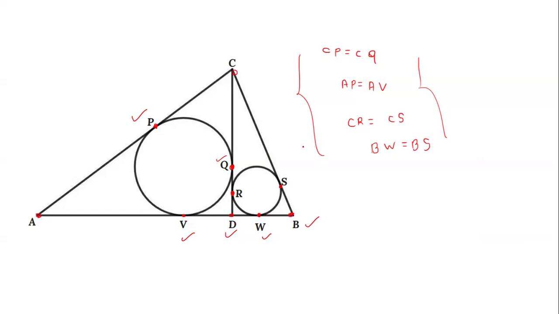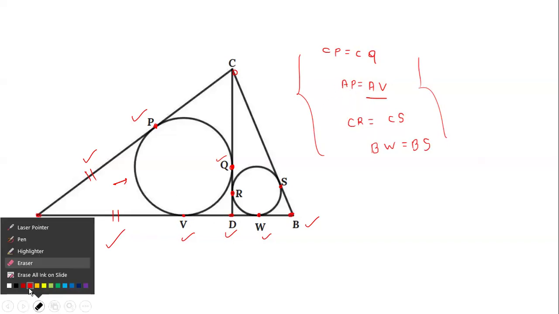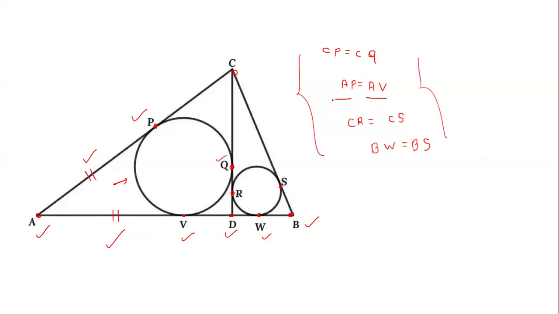Now we know the property of the tangent: if you draw tangents to this circle from the point A, so this is one tangent and this is one tangent, the lengths of both tangents are equal. So this is the property. So we can write AP is equal to AV because both are drawn from an external point A to the circle. So these two tangent lengths are equal.